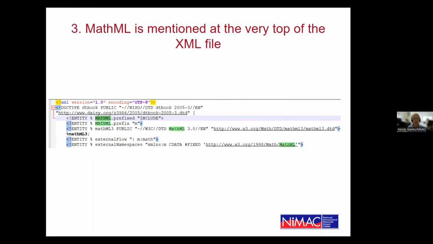And then the third possibility here is that if you've already downloaded the file and you don't want to go back and look again in the NIMAC to find out, all you have to do is open up your XML file. And if you see a bunch of references to MathML at the top of that XML file, that's going to show you that, yes, MathML is present. This kind of information is not going to be present in an XML file that doesn't include MathML.